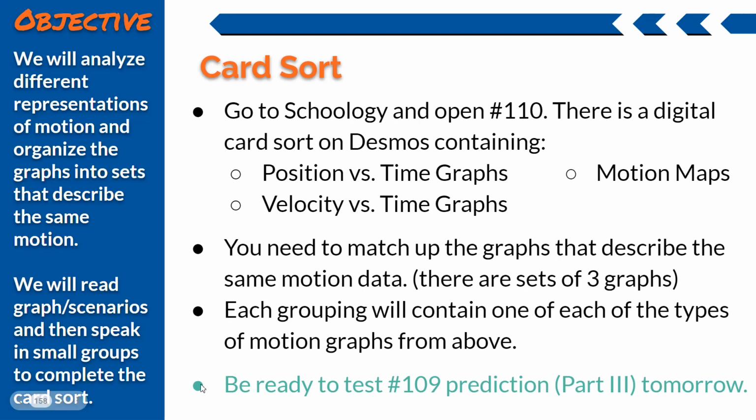And then again, don't forget you have a prediction to test for your RA. So if you haven't discussed that, that would be another thing for you to do. But let me go ahead and show you what this card sort looks like.